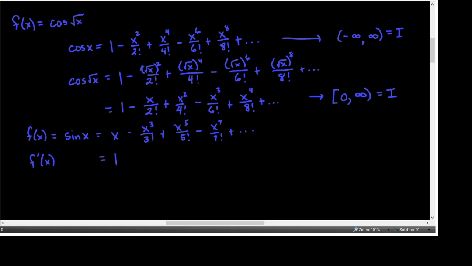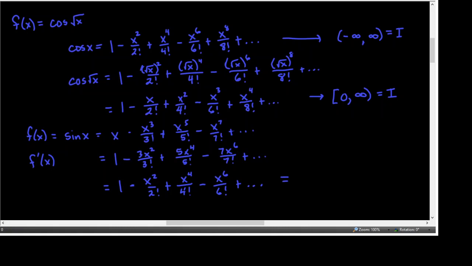Well, the derivative of x is 1, minus 3x squared over the constant 3 factorial, plus 5x to the 4th over 5 factorial, minus 7x to the 6th over 7 factorial. And simplifying, the 3 cancels with the 3 factorial, leaving 2 factorial. The 5 cancels with the 5 factorial, leaving 4 factorial. The 7 cancels with the 7 factorial, leaving 6 factorial. And what series does that remind you of? Well, that's the series for cosine of x.